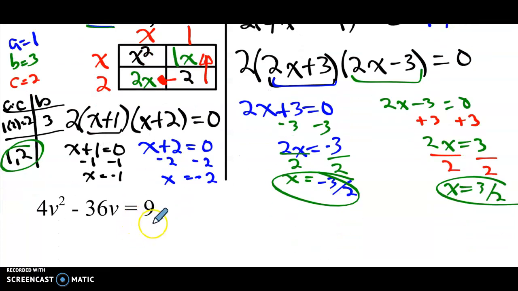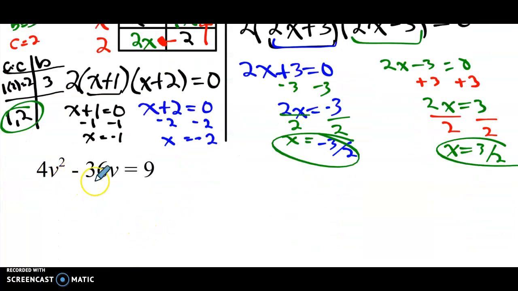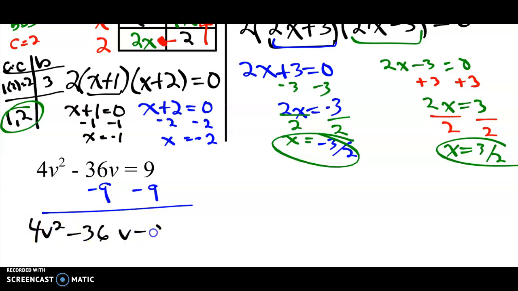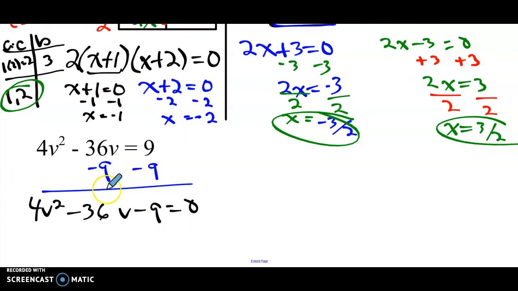One more example. We have 4v squared minus 36v equals 9. It is not equal to 0. So what do we have to do? We have to set it equal to 0. So we're going to first move the 9. Minus 9 on both sides. And now we have 4v squared minus 36v minus 9 equals 0.